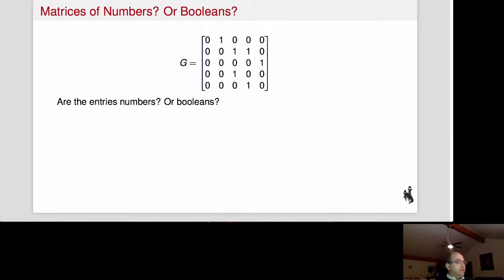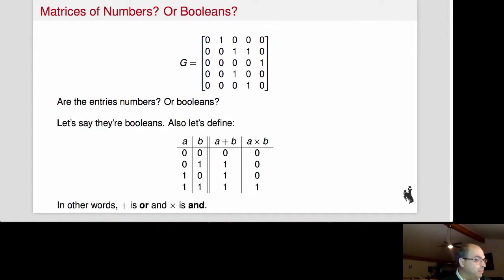Okay, so here's an adjacency matrix. It's got a bunch of zeros and ones. Maybe I mean Booleans, maybe I mean numbers, right? So what's the difference, really? Okay, so let's say they're Booleans, right? So if they're Booleans, I need to be able to add them and get a Boolean, multiply them and get a Boolean. So I'm going to define plus and times in this way.